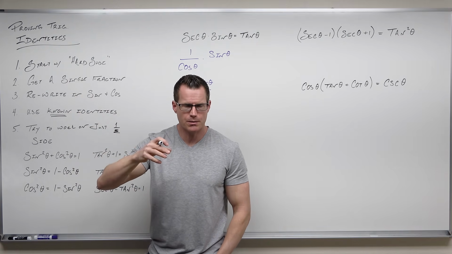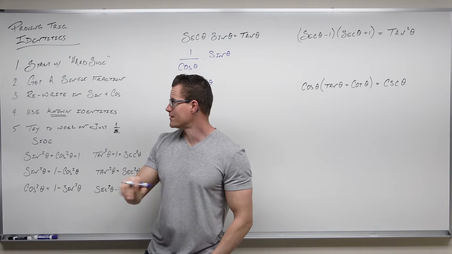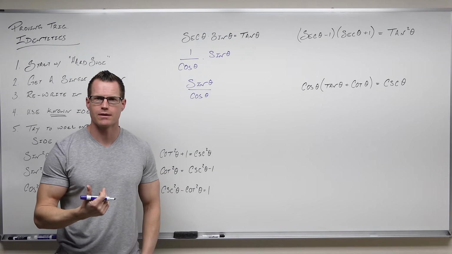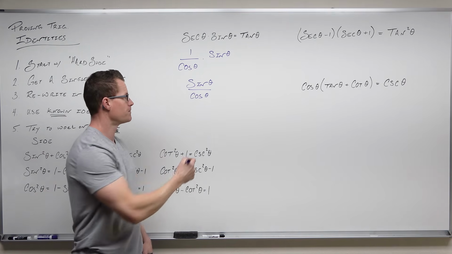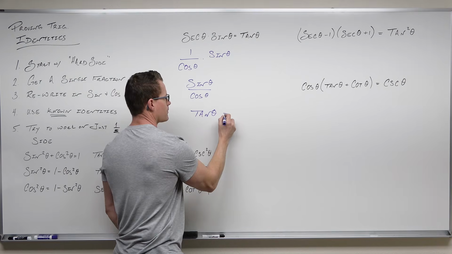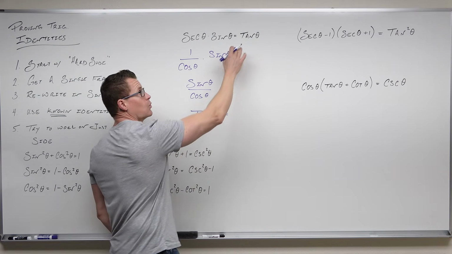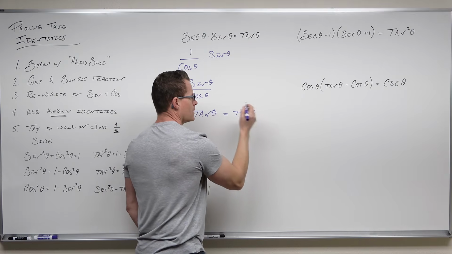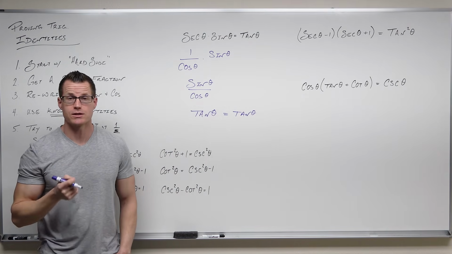Now, I've already rewritten in terms of sine and cosine, but the point here is that as soon as you do something, look for an identity that you know. So I'm looking here going, wait a minute, sine theta over cosine theta is tangent theta. As soon as you get down to what you wanted to show, it satisfies the proof.